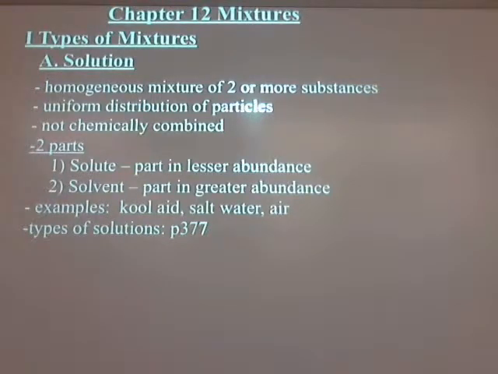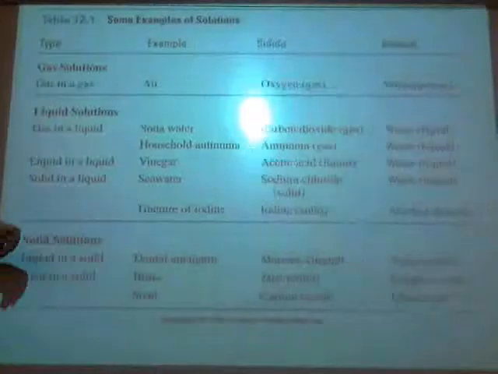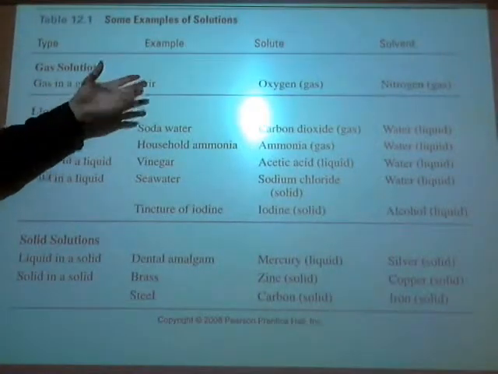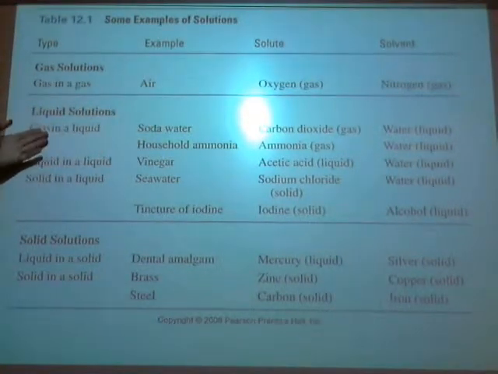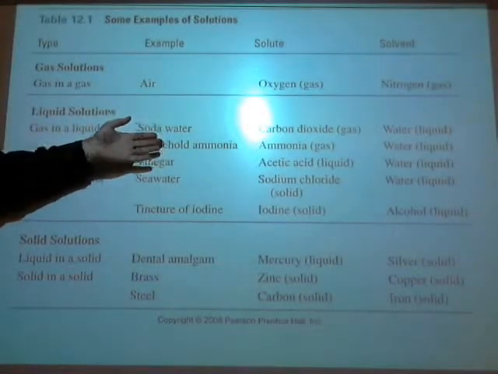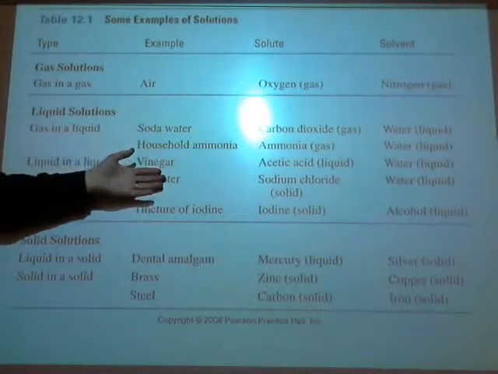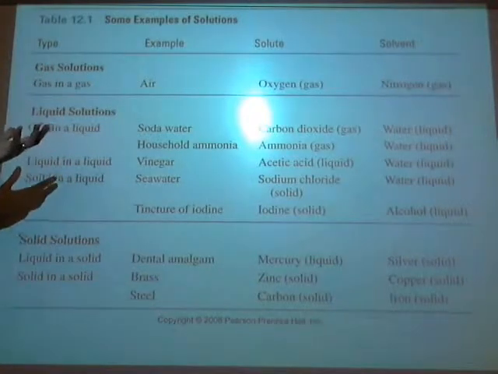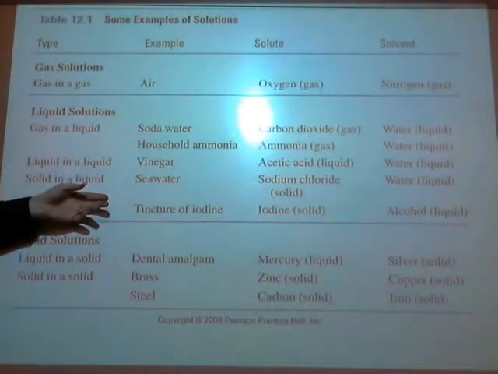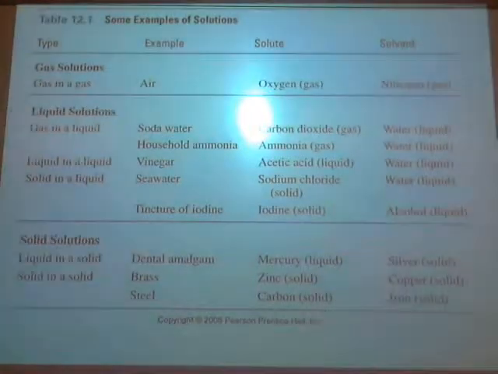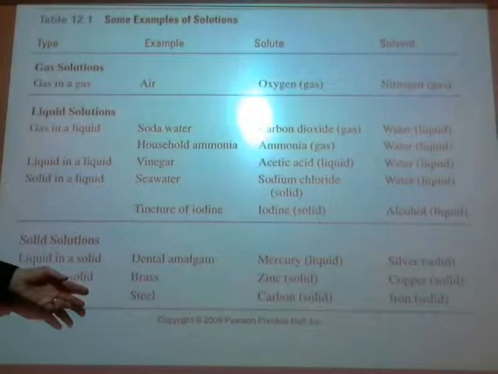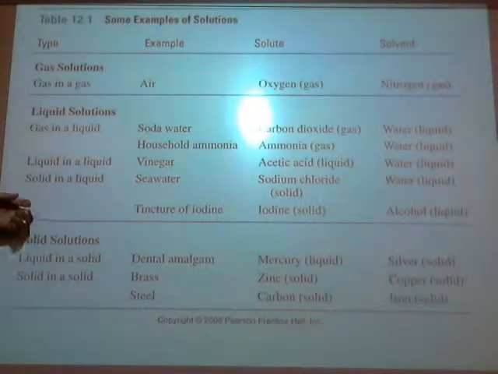On page 377, you'll see, and I have that same chart from the book up here in a second. There are a lot of different solutions that you could possibly have. Like, for example, your gas in a gas, air, nitrogen and oxygen. Gas in a liquid, soda. Liquid in a liquid, vinegar. Or alcohol, beer, right? Solid dissolved in a liquid. Obviously, those are the most common ones. We have almost all the chemicals used back there. If they're in solution, that's what it is. Liquid in a solid. Solid in a solid. Okay, there's a lot of possibilities there and more.